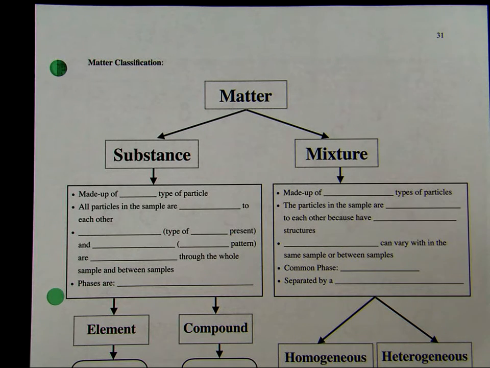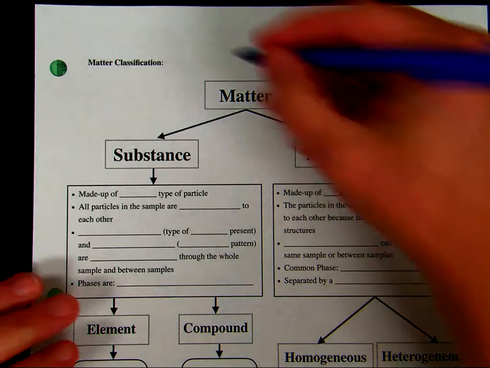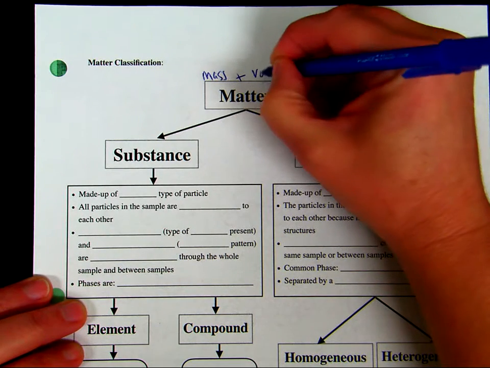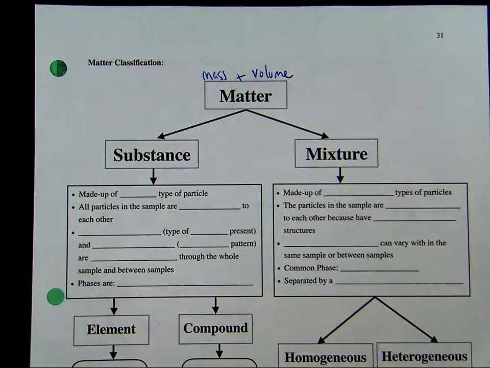Matter classification, note page 31. So last class we looked at the universe as a whole, and that the universe can be classified into two major areas. Things within the universe that function as matter, and everything else is energy. So something is considered matter if it contributes mass and it occupies space, or we could use the word volume.